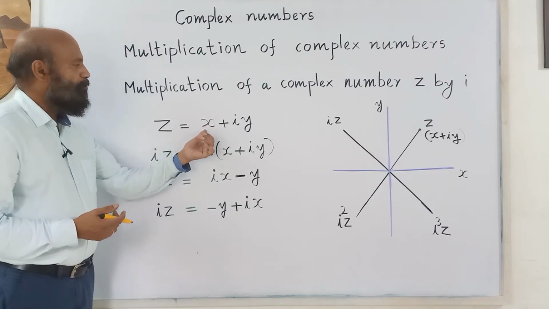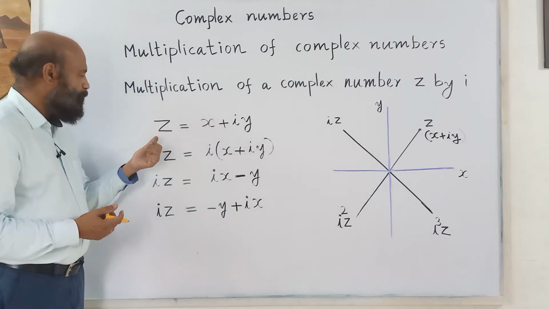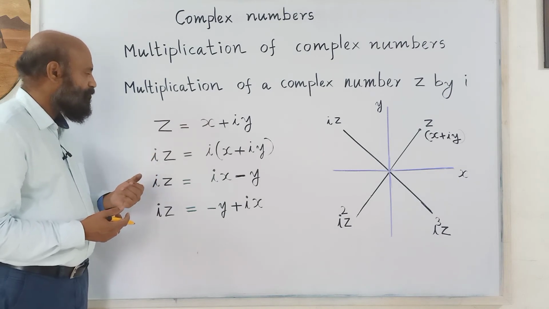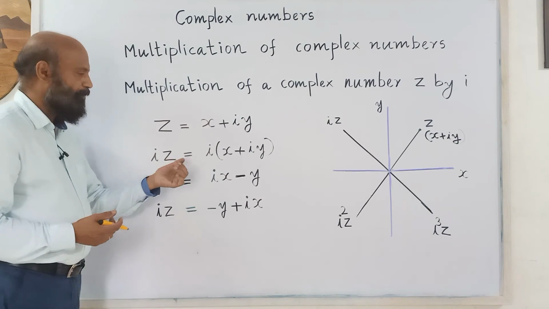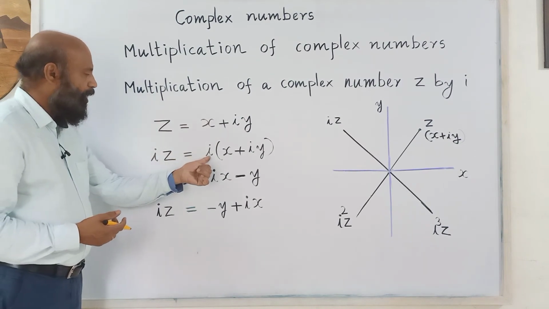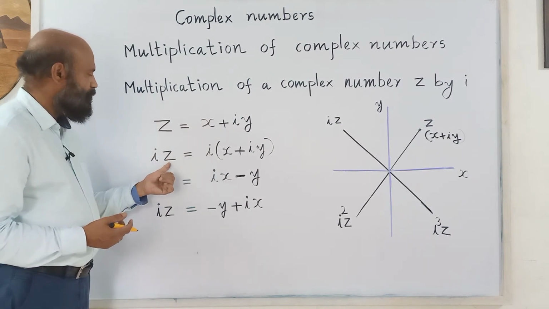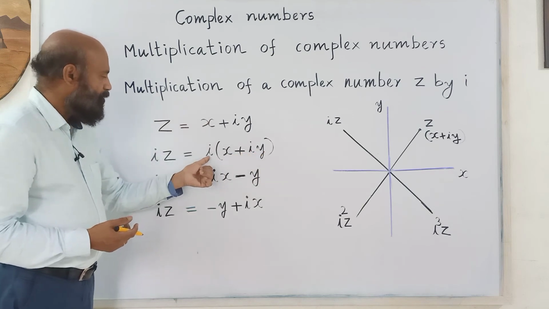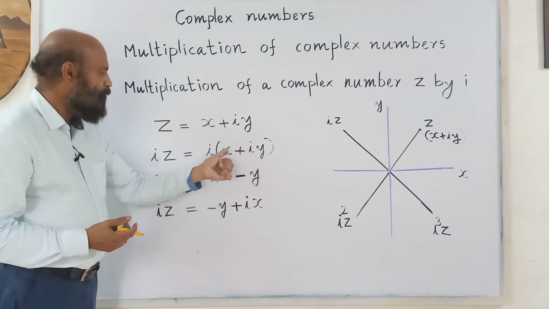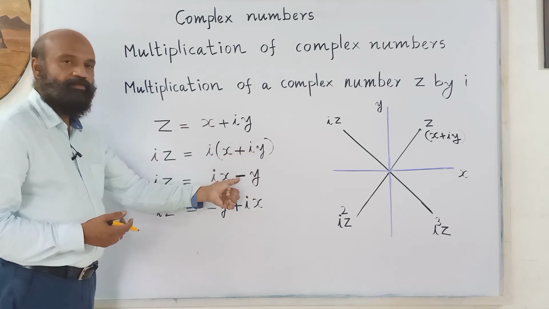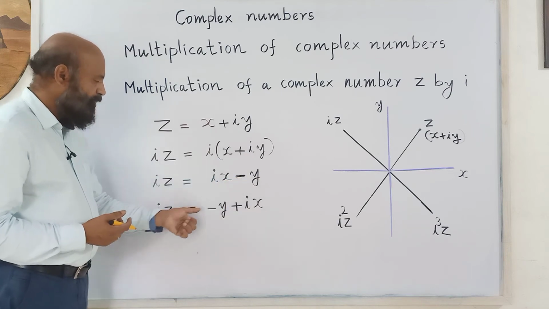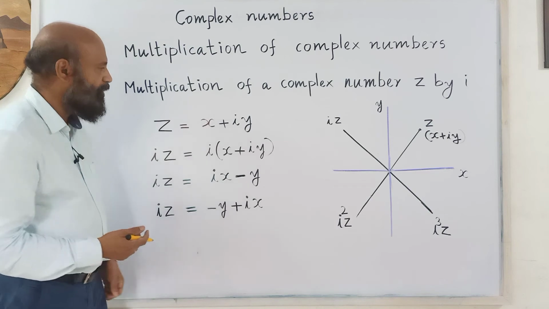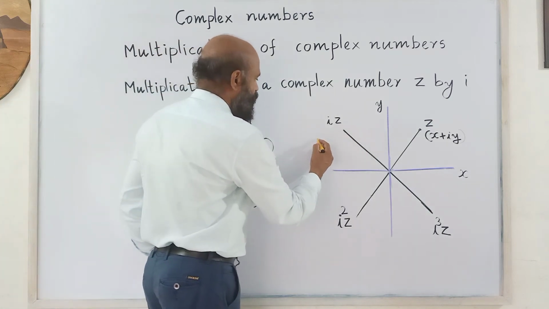Z is a complex number. If it is multiplied by i, it will be rotated through 90 degrees. Let us see what is happening. i into Z, so i into (x plus iy). So ix, i into i is i square. i square is minus 1, so it's minus y. So iz is minus y plus ix. So it will be in the second quadrant.